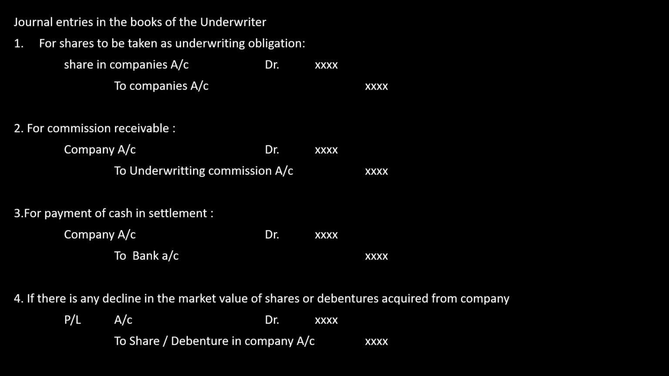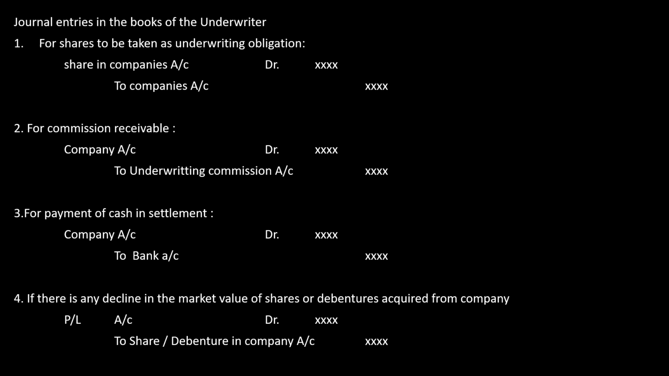Normally, the net liability will be much more than the underwriting commission, which means he has to pay the remainder. Suppose, for example, the company is supposed to pay a commission of 1,000 rupees, and the underwriter is supposed to pay 10,000 to the company for his net liability. The net amount of 9,000 is settled. For that, we pass an entry here: Company Account debit to Bank.